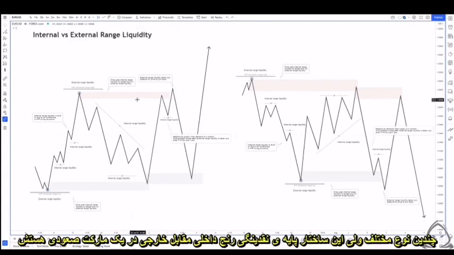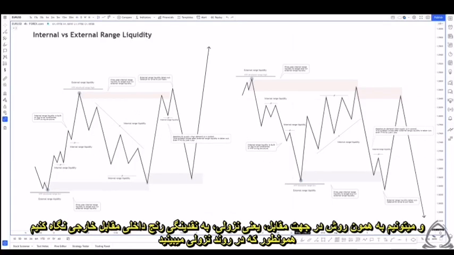A couple different variations, of course, but this is the basic framework of internal versus external range liquidity in a bullish context. And we can look at it in this exact same way on the flip side for bearish internal versus external range liquidity.